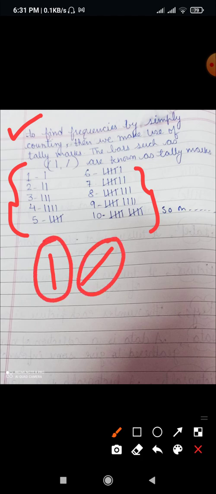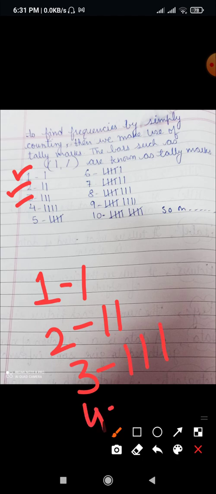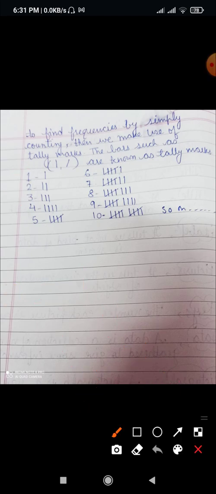Now look at the example. If you want to write number 1, you can draw one slanting line. If you want to write number 2, you will draw two straight lines. For number 3, draw 3 straight lines, then 4 straight lines for 4. Now if you want to represent number 5, first write 4 straight lines, then cross them by giving the slant line. It means this is the number 5.